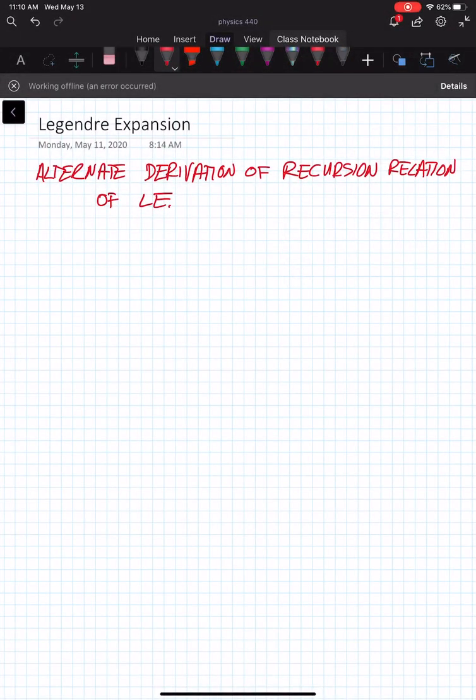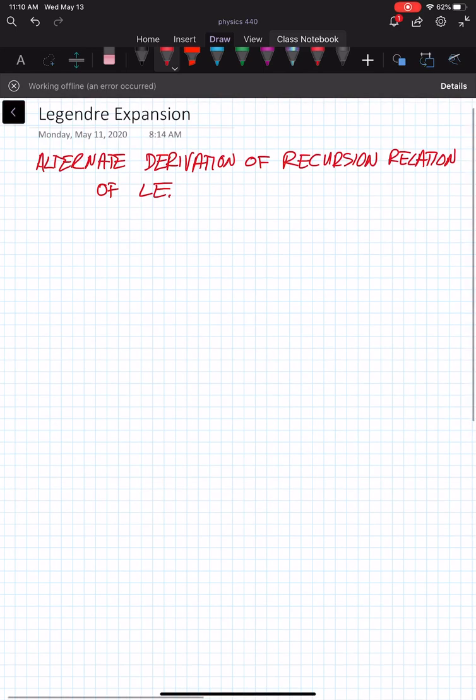Hi everybody. As promised, I'm going to go through sort of an alternate derivation of the recursion relation for the Legendre equation, and I'll focus on the case s equals 0. The case s equals 1 is very similar. In fact, the only trick there is that a sub 1 is equal to 0 as well, but the terms are kind of mixed up. You have a sub 0, a sub 2, a sub 4, but they're attached to odd powers of x. That's why we call it the odd series of Legendre equation.